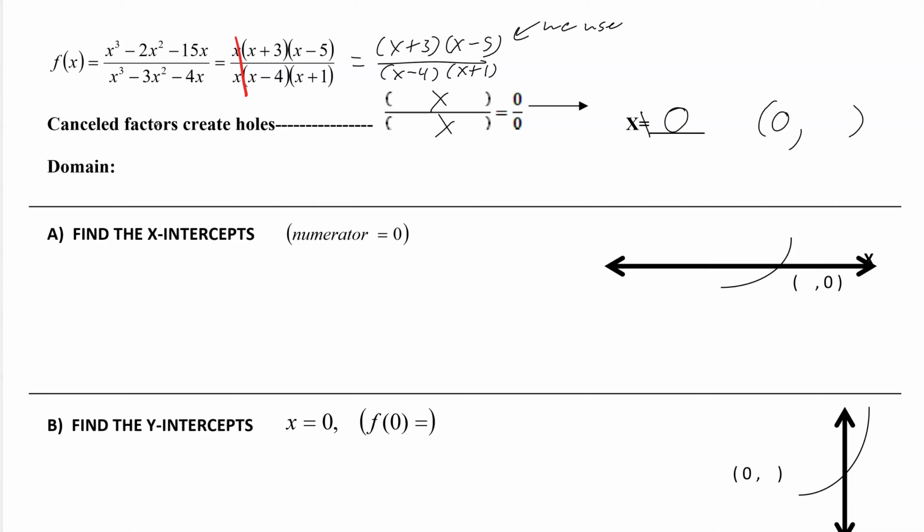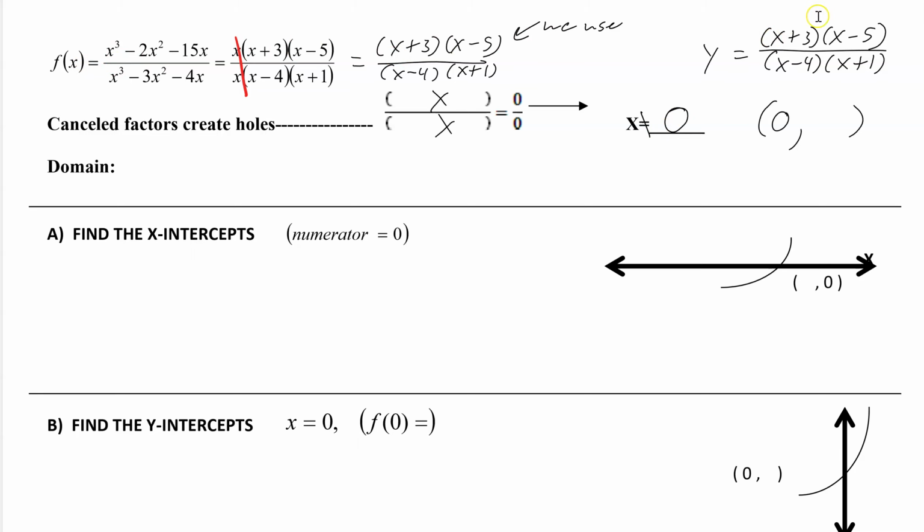So what you want to write now is you just change the function. We call it g of x. Or y equals, let's just use y equals. y equals x plus 3, x minus 5, over x minus 4, x plus 1. This is now the one that we're going to use for all of our questions. So when it says find intercepts, find y-intercepts, we look here, not here. We've simplified our function. But we have to make sure we include the hole.